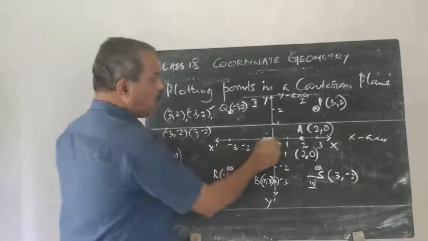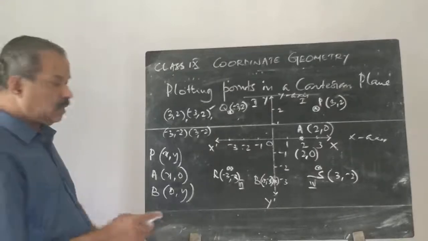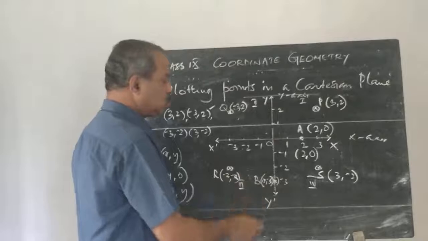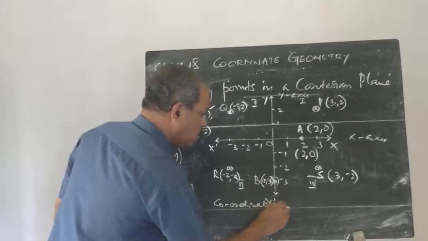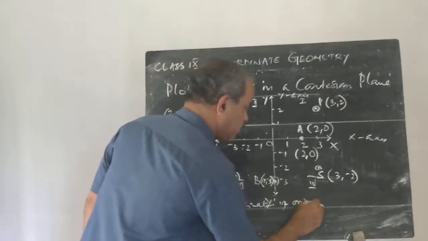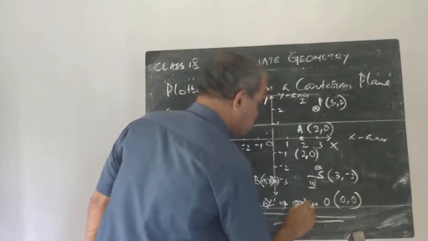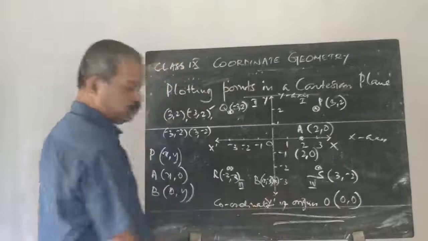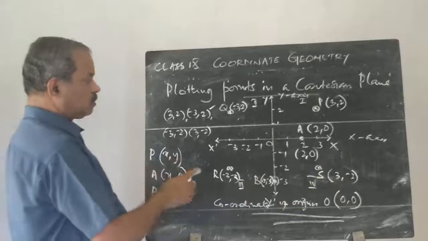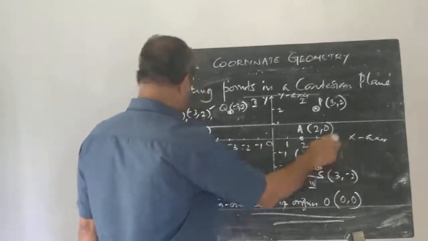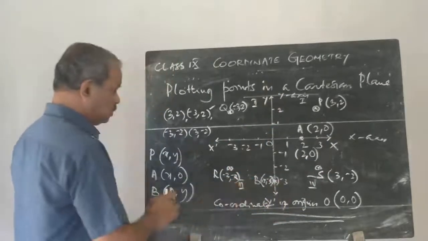And what are the coordinates of the origin? What is the x coordinate of the origin? 0. The y coordinate of the origin? 0. So the coordinates of the origin O are (0, 0). Coordinates of the points on the x-axis are (x, 0). Coordinates of the points on the y-axis are (0, y).